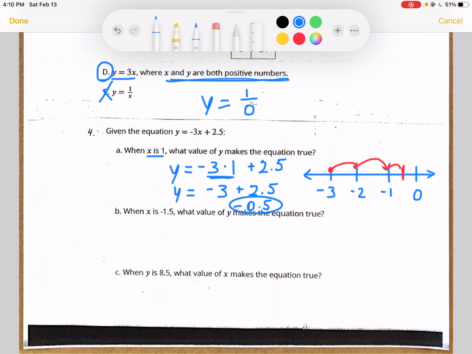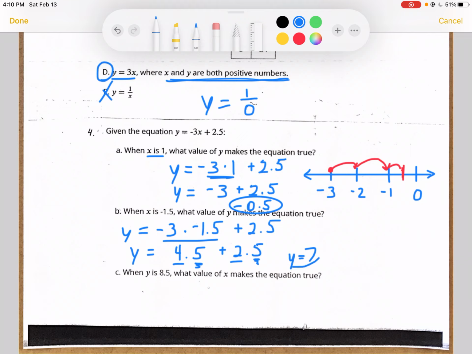Okay? On part B it says when x is negative 1.5, what value of y makes the equation true? So we go back to our equation. We plug in negative 1.5 for x, and we solve. Okay, we're going to need to multiply. Negative 3 times negative 1.5 gives us, I believe it's positive 4.5. And then I'm saying 4 plus 2 is 6, and a half plus a half is 7. So y equals 7.